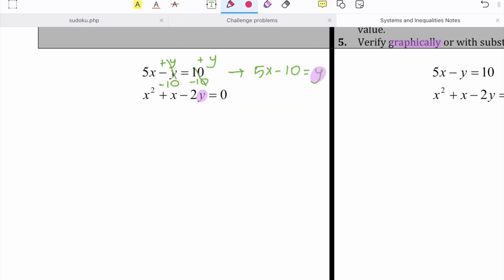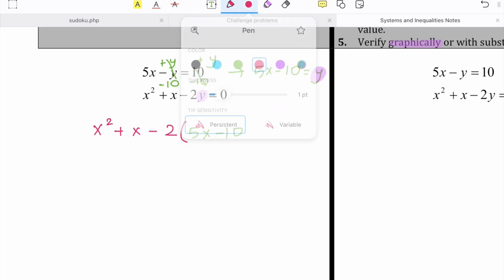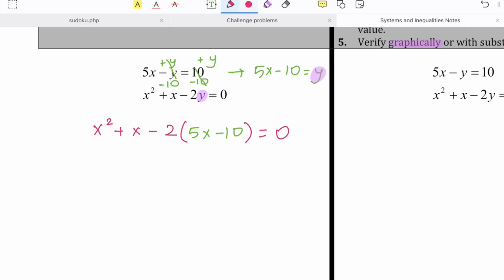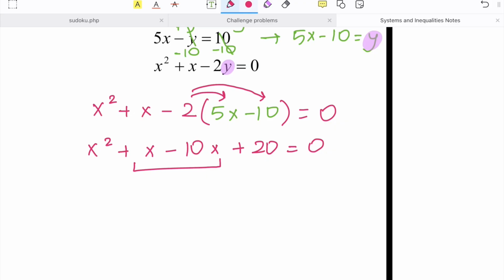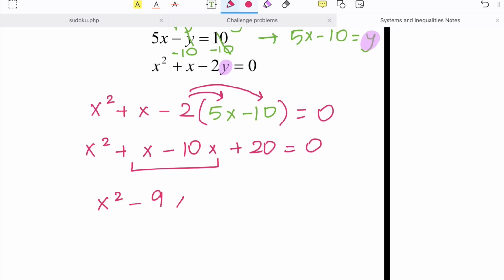So I have x squared plus x minus 2 times 5x minus 10 is equal to 0. Okay? Now I want to distribute it so that I can expand and look at my like terms. It'll be x squared plus x minus 10x plus 20 is equal to 0. X minus 10x is x squared minus 9x plus 20 is equal to 0.